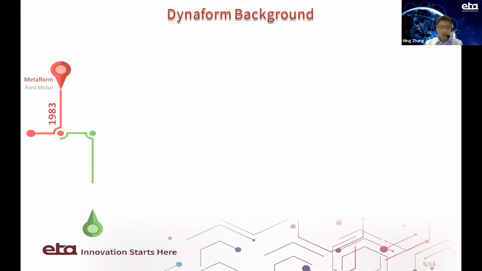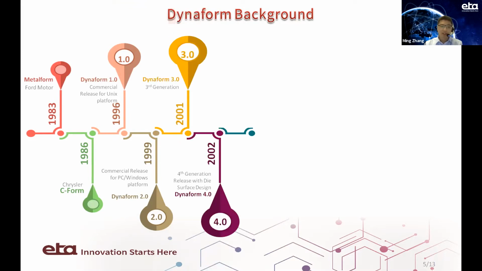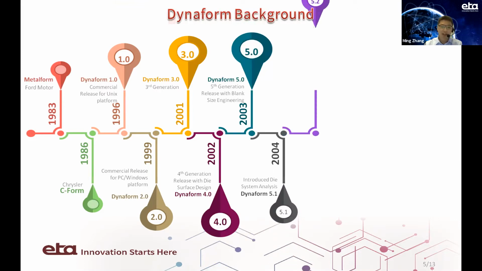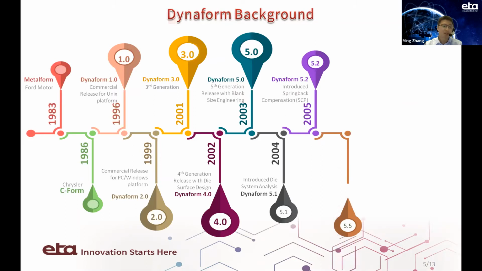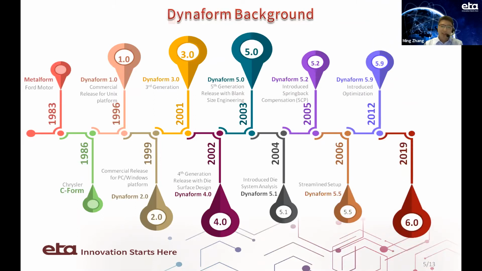Dynaform is our flagship product for sheet metal stamping. It started as a small code developed by Ford Motor in 1983. The first version was released in 1996 with LS-DYNA as the core engine for predicting metal stamping deformation characteristics. Over the past 3 decades, multiple versions were released with many new technologies for solving sheet metal stamping problems. We released version 6.1 a month ago.